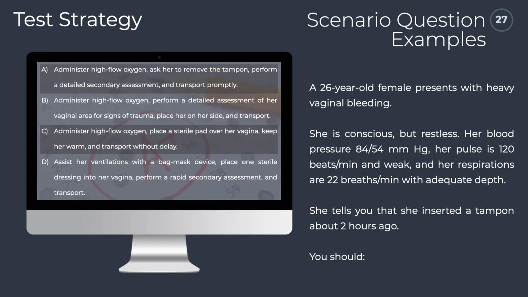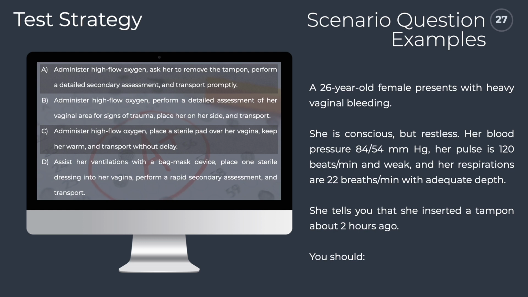In our next question, we have a 26-year-old female presenting with heavy vaginal bleeding. She is conscious but restless. Her blood pressure is 84/54. Her pulse is 120 and weak, and her respirations are 22 with adequate depth. She tells you that she inserted a tampon about 2 hours ago. You should A. Administer high-flow oxygen, ask her to remove the tampon, perform a detailed secondary assessment, and transport promptly.